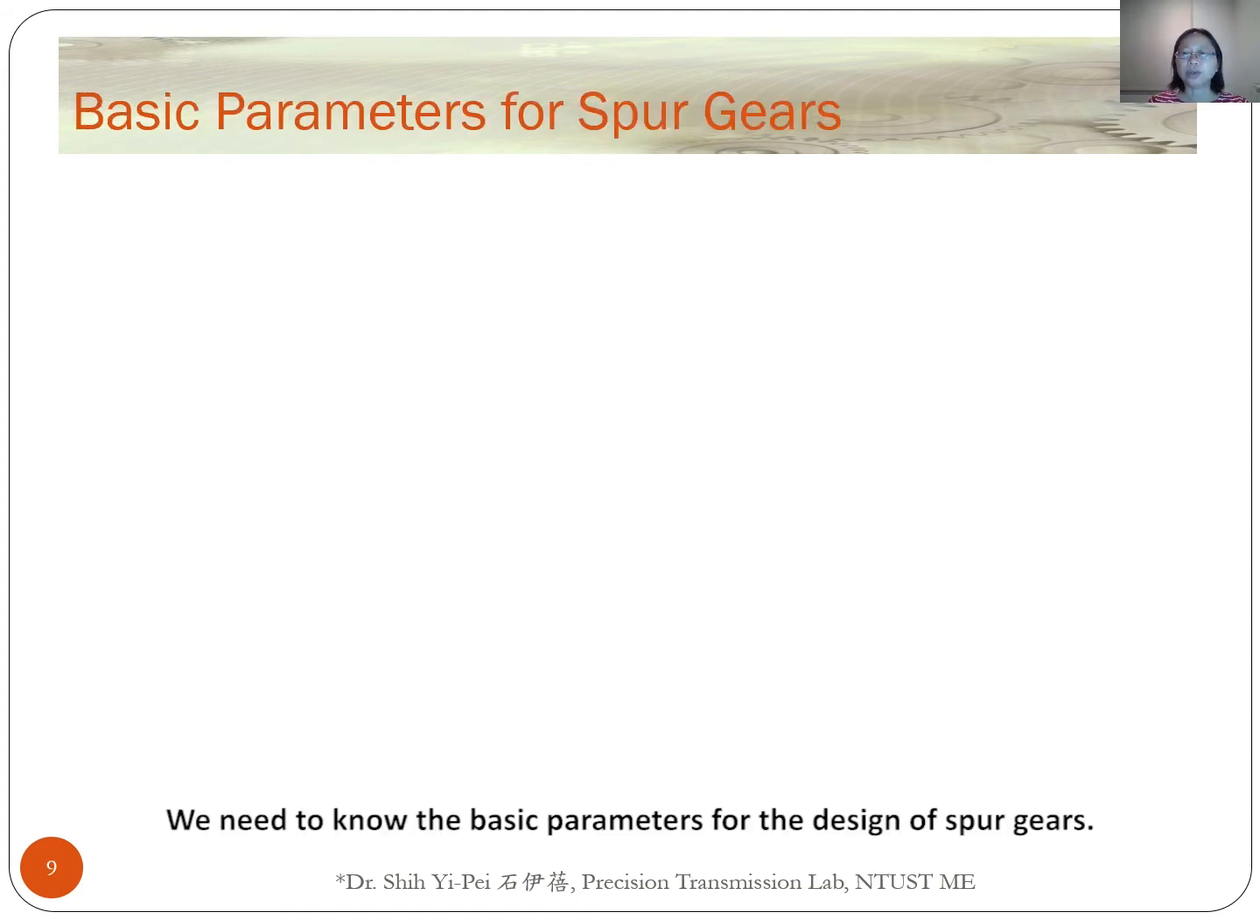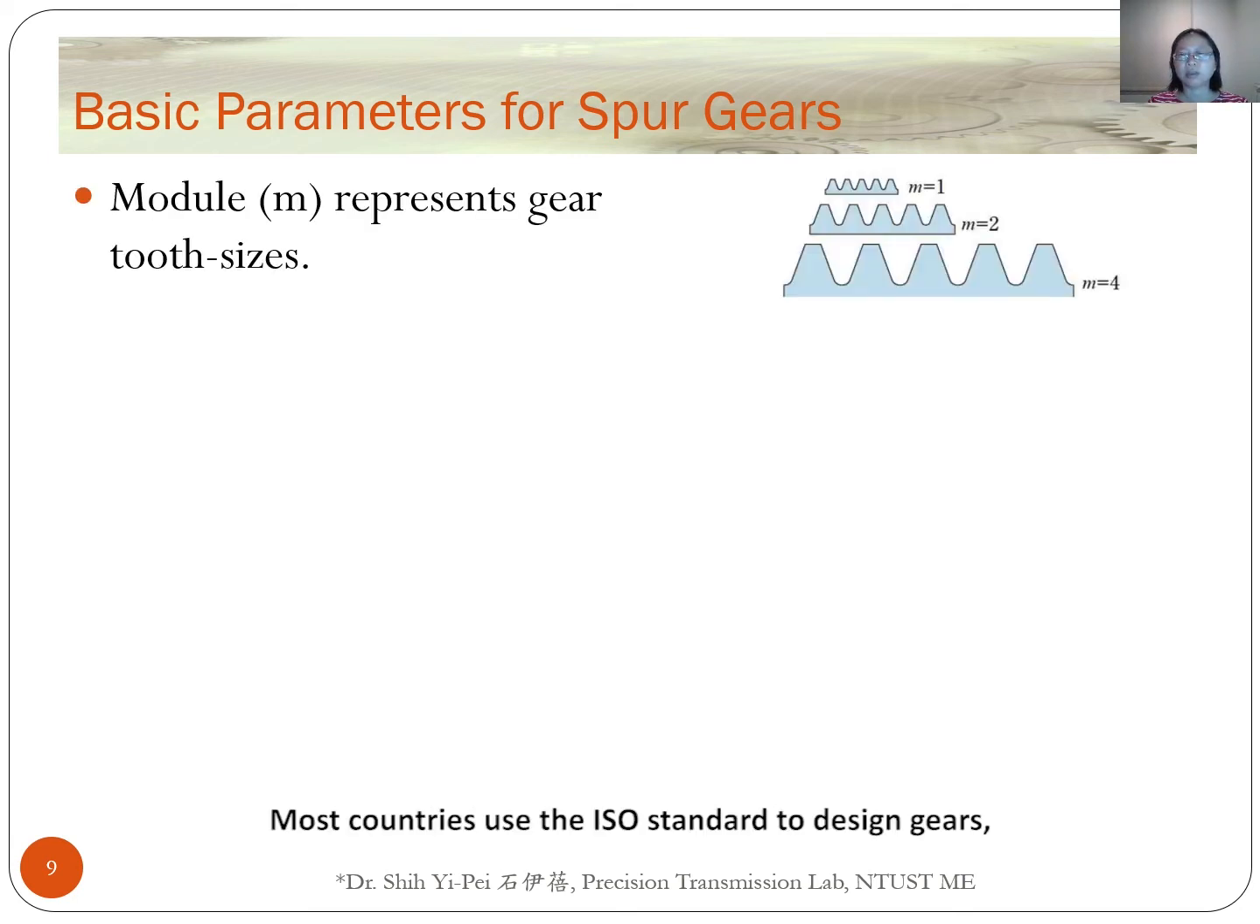We need to know the basic parameters for the design of spur gears. Most countries use the ISO standard to design gears. The unit of length is the millimeter. Module m represents gear tooth size. You can see this figure. The tooth sizes are from module equal to 1 to 4.